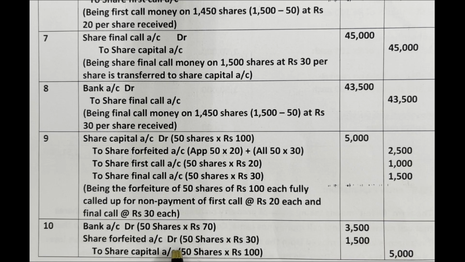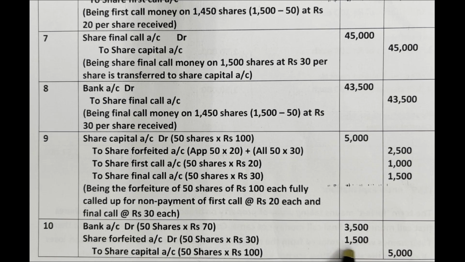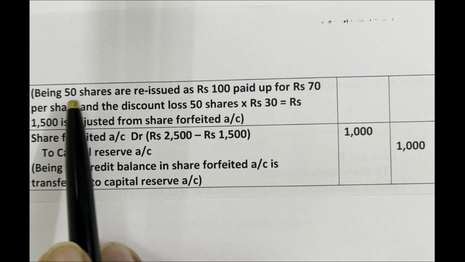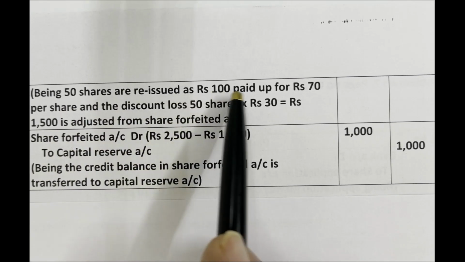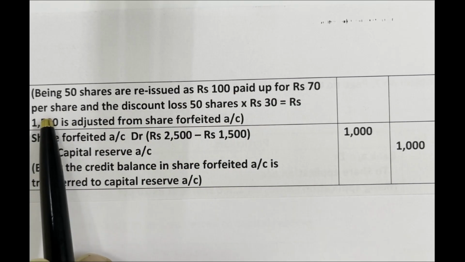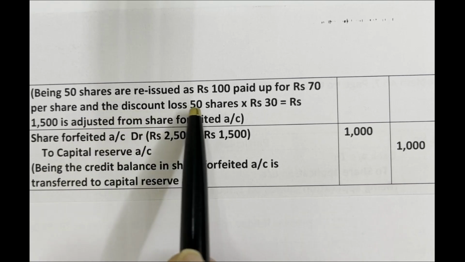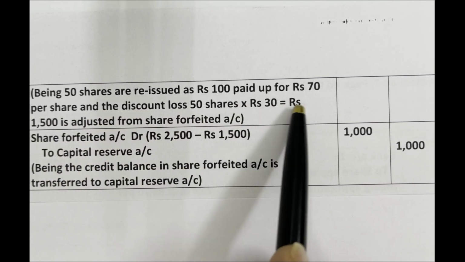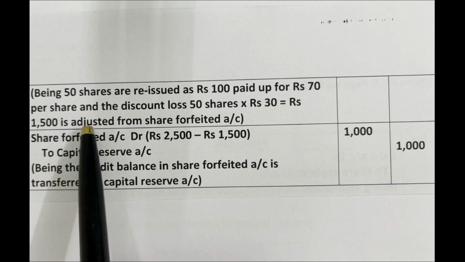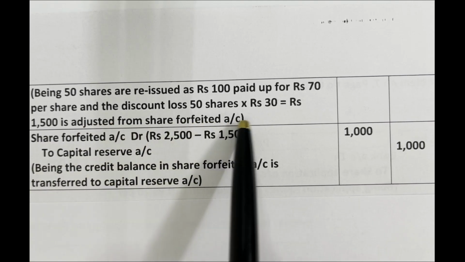The difference is loss, no discount. 100 rupees minus 70, 30 rupees. On one share discount is 30 rupees. On 50 shares, 30 into 50, 1,500 rupees. That loss we should debit to share forfeited account. Mention that as a narration: Being 50 shares are reissued at 100 rupees paid up for 70 rupees per share and the discount loss, 50 shares into 30 rupees is equal to 1,500 rupees, is adjusted from share forfeited account.